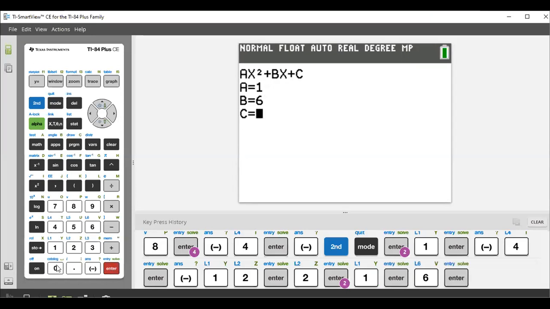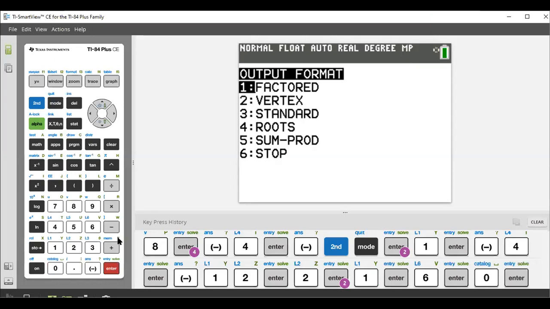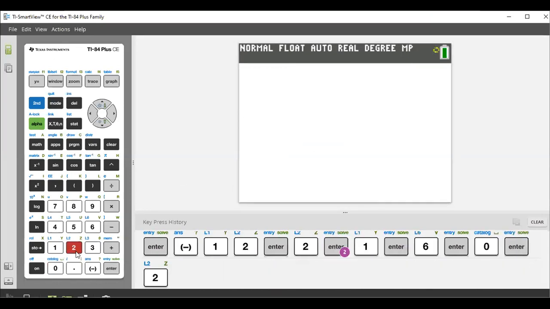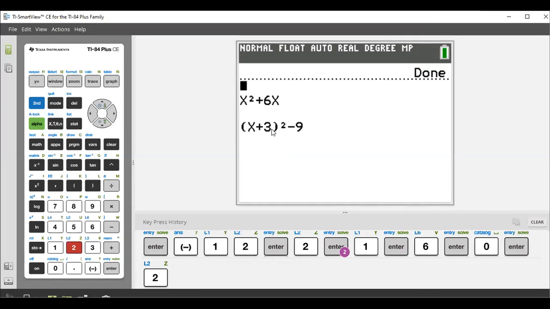That's what we're trying to figure out. So I'm going to put a 0 in there, and then I'm going to put it into the vertex form again. So I'm going to choose option 2, and it tells us that we basically have to add a 9 there to put this into the vertex form.